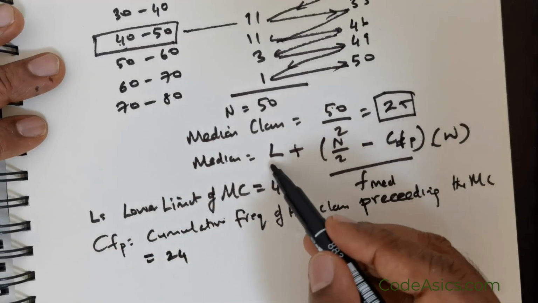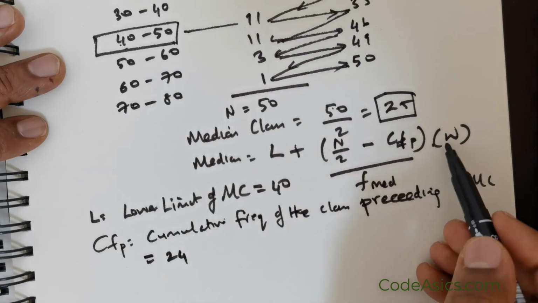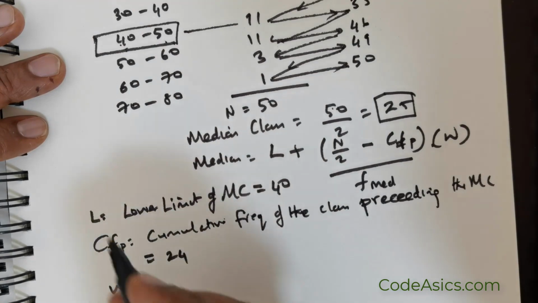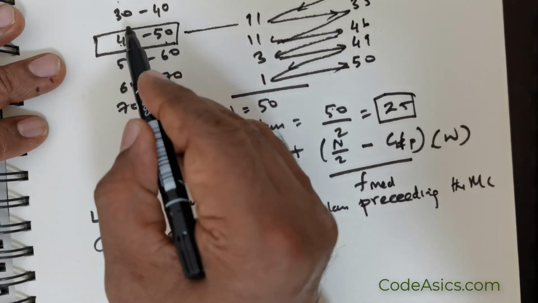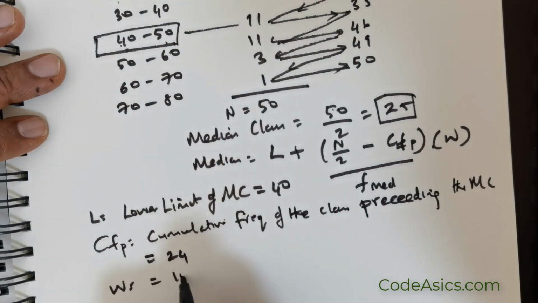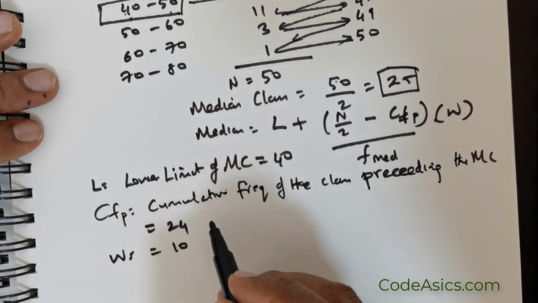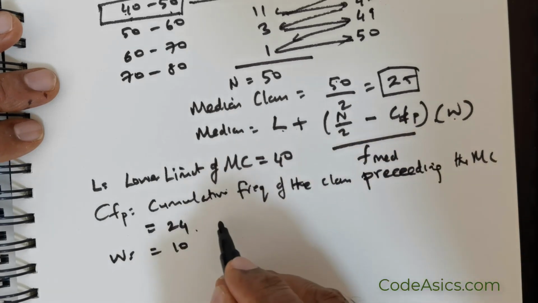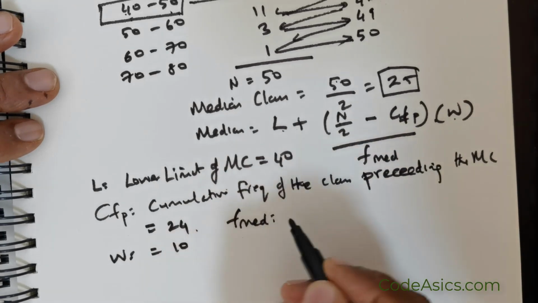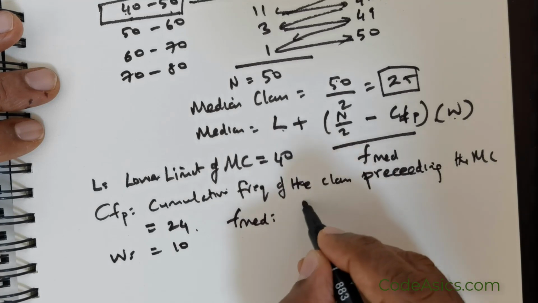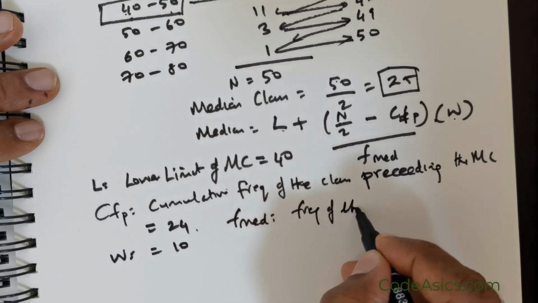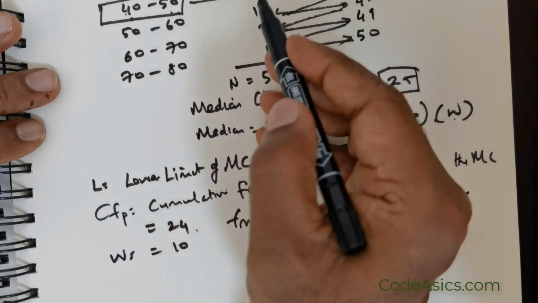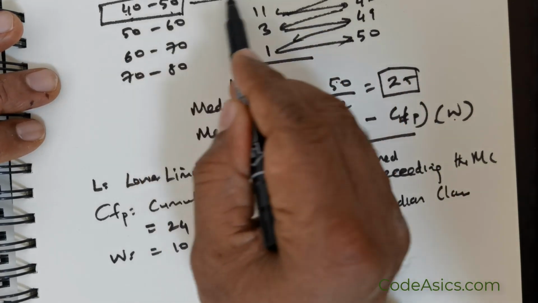Place that. We've got L, we've got N, we've got CFP. W is the width. So between 40 to 50, what is the width? Between 20 to 30, what is the width? Between 30 to 40, what is the width? It's always 10. That's it. Write that down. So you got L, you got N, you got CFP, you got W, and FMED. What is FMED? That is the frequency of the median class. So what is the frequency of the median class?